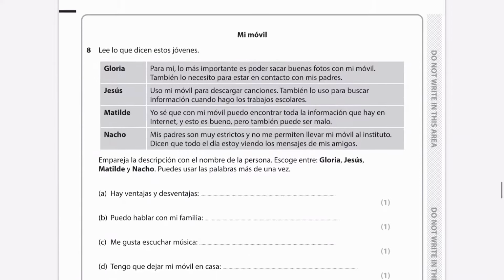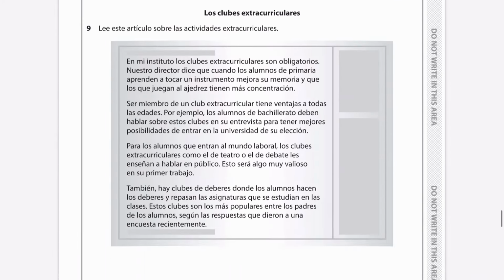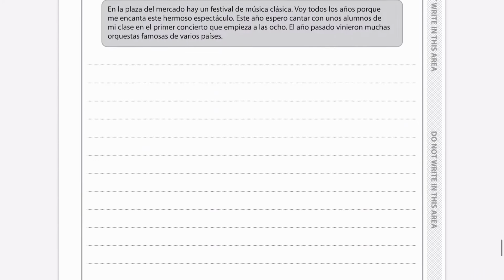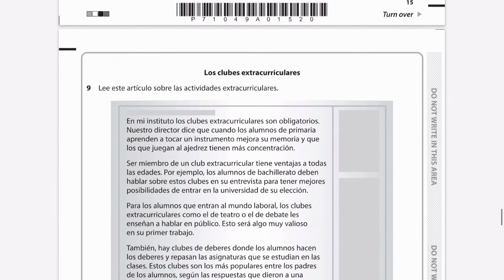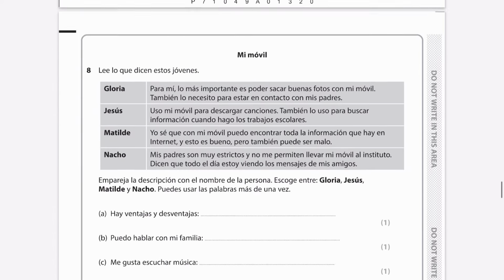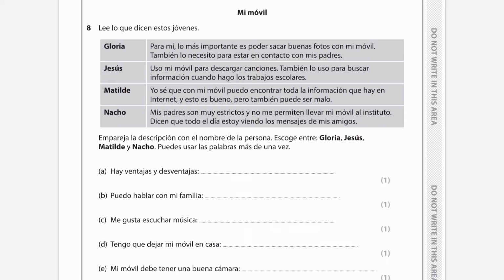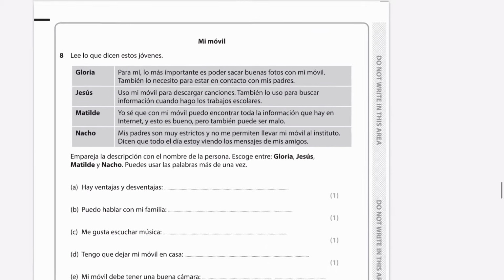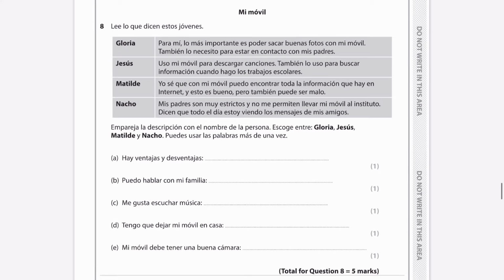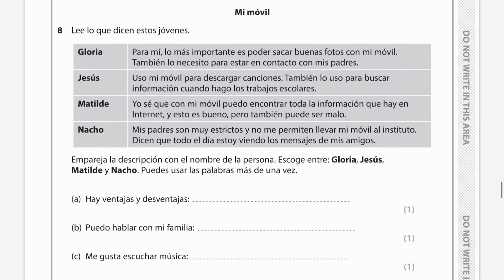So question 8, how many are there? 8, 9, and then 10 is going to be a translation. Okay, good. We always have a 9-mark translation at the end. Anyway, question 8. Lee lo que dicen estos jóvenes. So 4 people and a bunch of names. These ones you usually have to read all of it, but anyway, let's go.